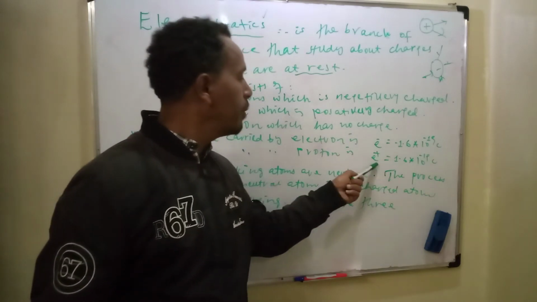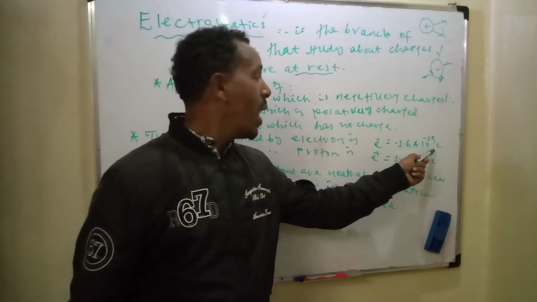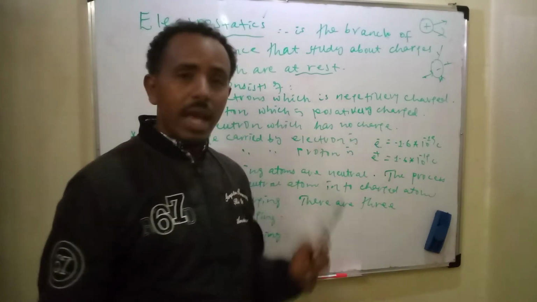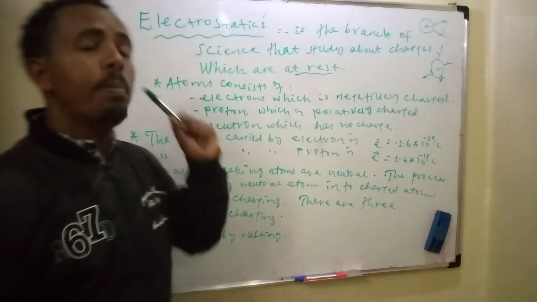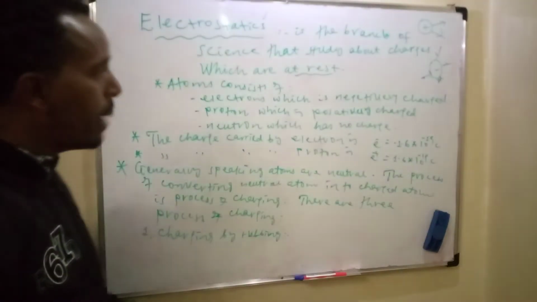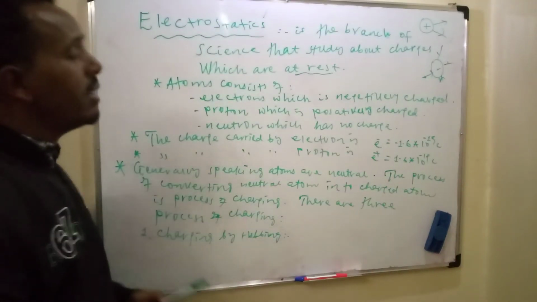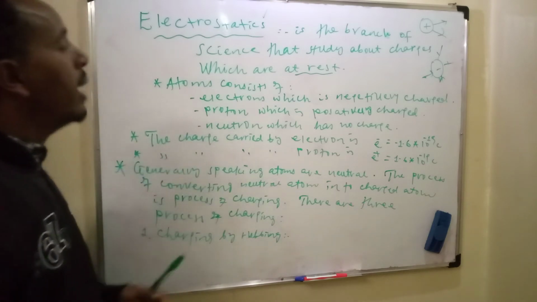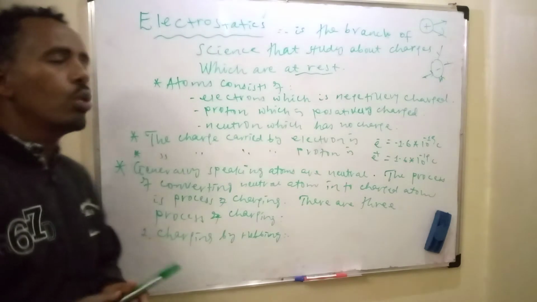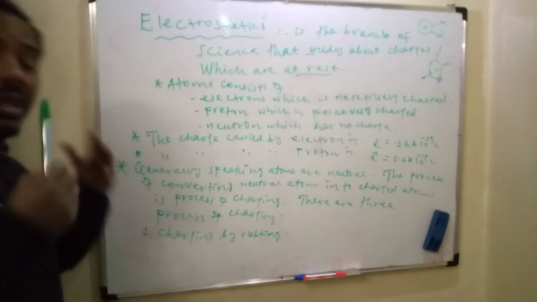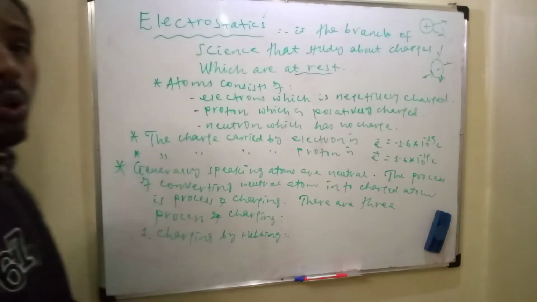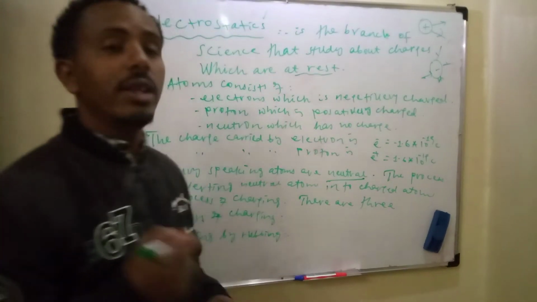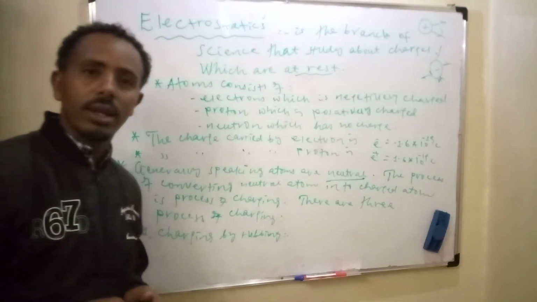The charge carried by a proton is equal in magnitude to the charge carried by an electron. Electrons and protons are elementary particles which carry a very small amount of charge. Generally speaking, atoms are neutral. What does neutral mean?